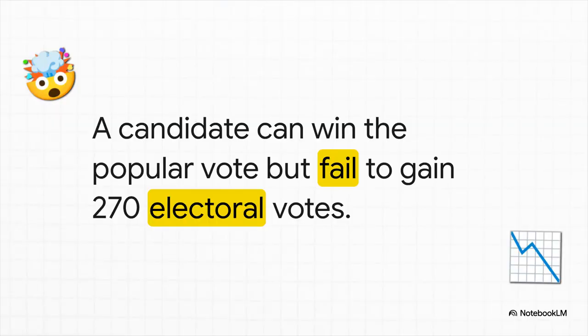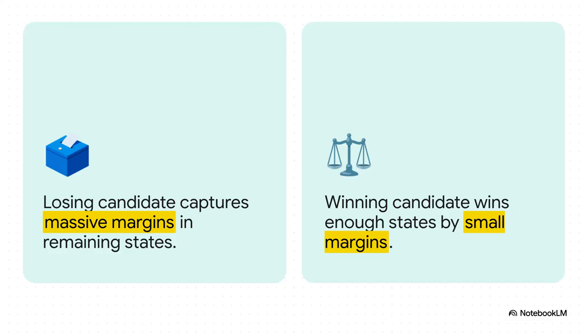Okay, here is where the math gets truly wild. Winning millions of individual votes doesn't actually mathematically guarantee the presidency. On rare occasions, like what we saw in the year 2000, someone can win the national popular vote, meaning they got over 50% of the ballots cast nationwide, but they completely failed to hit those 270 electoral votes required to actually take office. So how does that even happen?